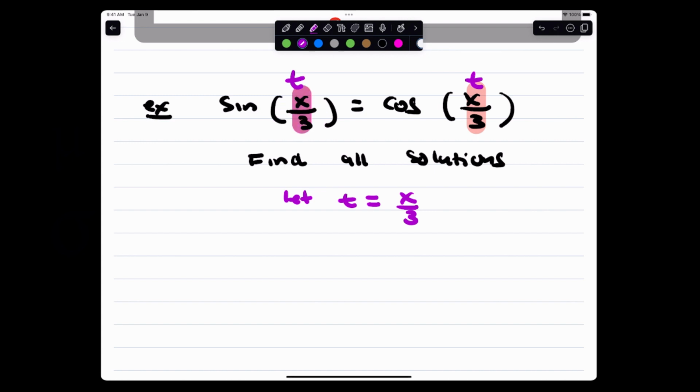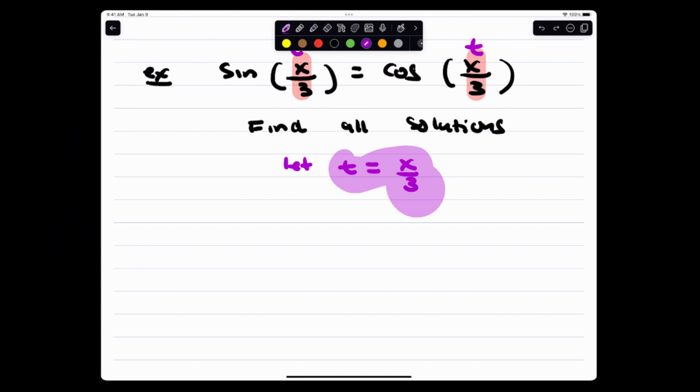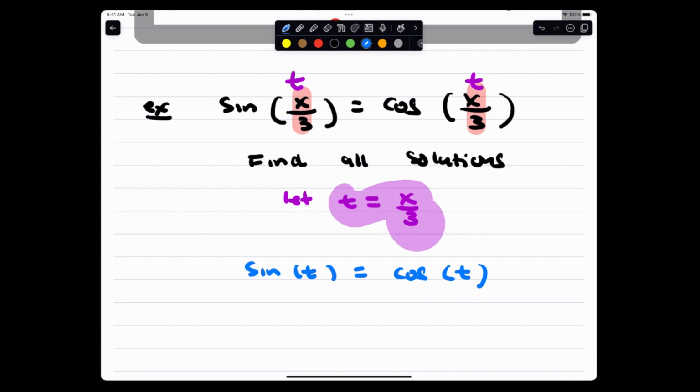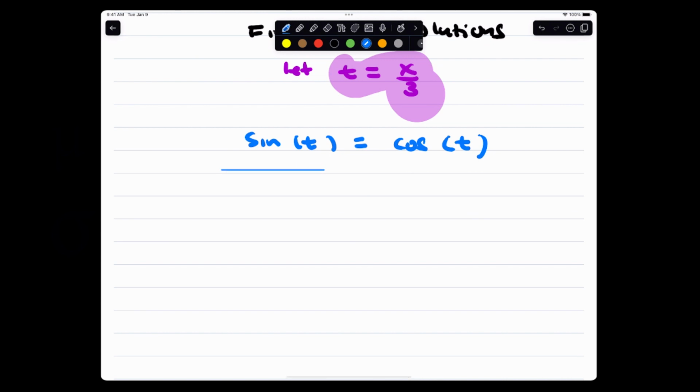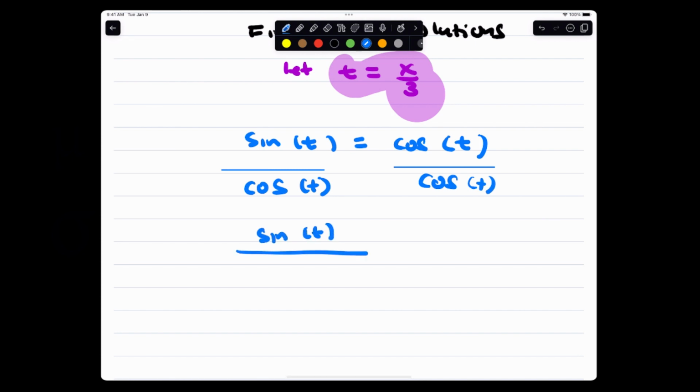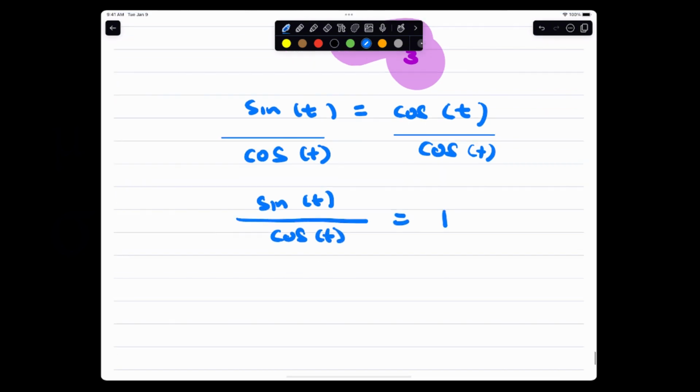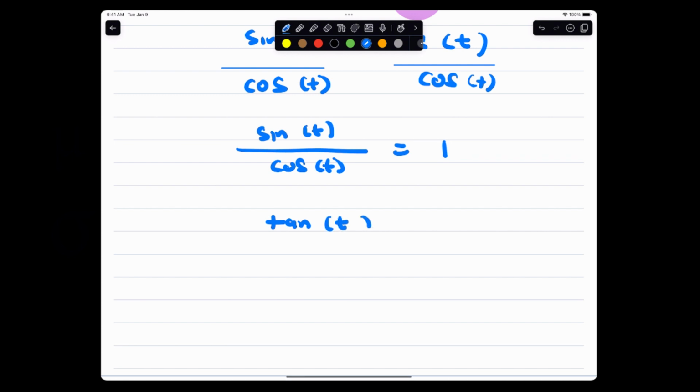You go, okay. Do your substitution. So that now gives you what you have here. Sine t equals cosine t. So now you are in the mode of what you did before. How did you solve this before? Do you guys remember? Divide both sides by cosine. And on the left, you have sine over cosine. What does that equal? The ratio of sine over cosine is tangent. Tangent equals what?